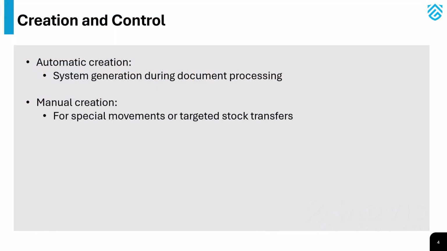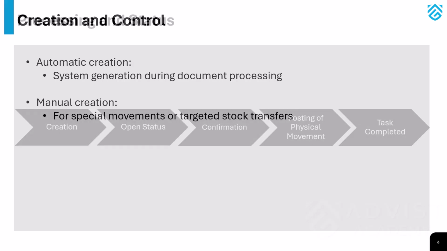Warehouse tasks can be created automatically or manually. In most cases, the system generates them once a relevant document, such as a goods receipt or an outbound delivery order, is processed. Manual creation is also possible via specific applications or transactions, for example, for special movements or targeted stock transfers. Control is managed through strategies and customizing, which define storage bin determination, prioritization, or grouping.